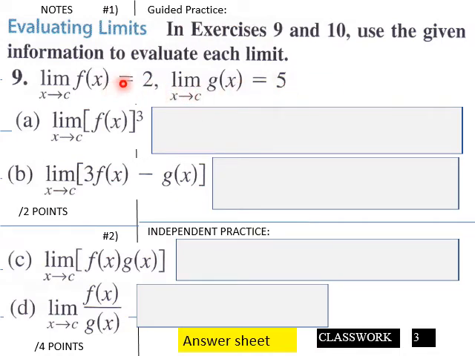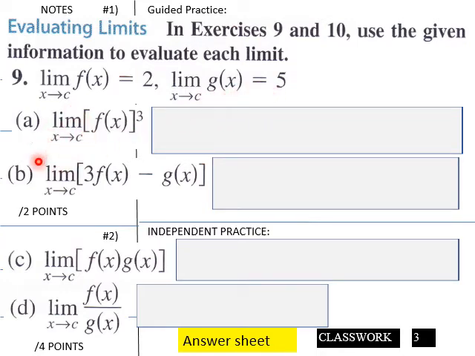Use the given information to evaluate each limit. So for number 9, and this goes down here. This is yours down here, students. We're going to do the guided practice in class now. So the limit as x goes to c of f of x equals 2, and then the limit as x goes to c of g of x equals 5.